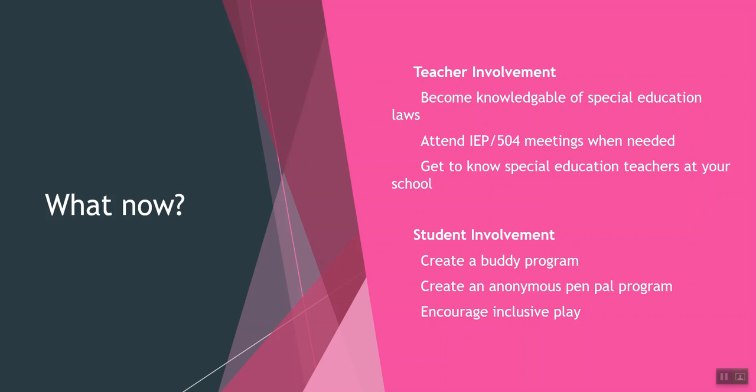Here's ways that you can create a more inclusive environment in your school community. I have it divided up into 2 sections by teacher involvement and then student involvement. For teacher involvement, one thing you can do is make sure that you are knowledgeable of all special education laws.